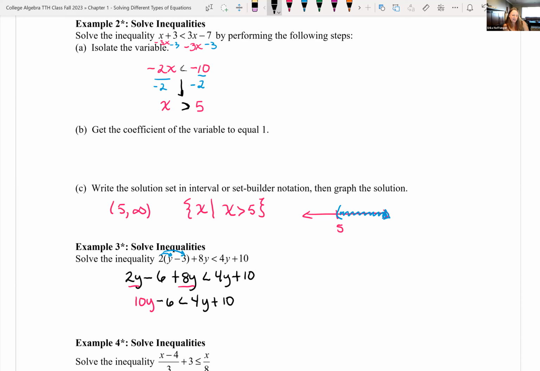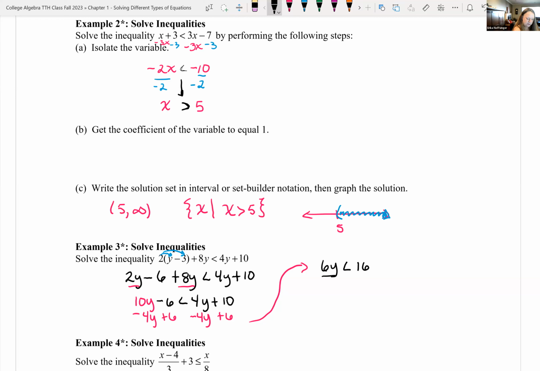So now our goal is to get all the terms with a variable to one side of the inequality and all the terms without the variable to the other side. So let's subtract 4y on both sides of our inequality. And let's add 6 to both sides of this inequality. Doing so, I get 10y minus 4y, which gives us 6y, is less than 10 plus 6, which is 16.